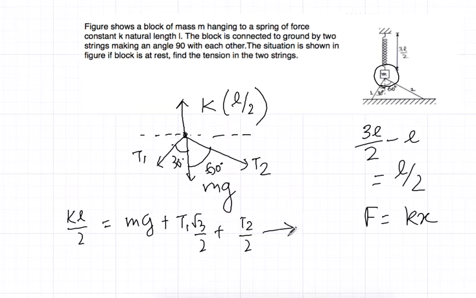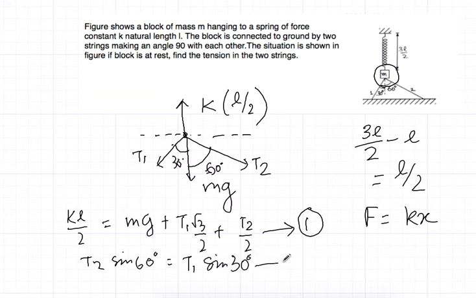How many unknowns are there? Two unknowns, T1 and T2. So I require another equation. Obviously, in both the directions the body is in equilibrium, and we have already taken care of one direction. So in this other direction, what will I write? T2 sin 60 degrees equal to T1 sin 30 degrees. This is our second equation.